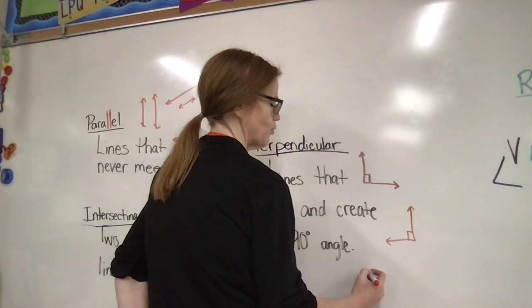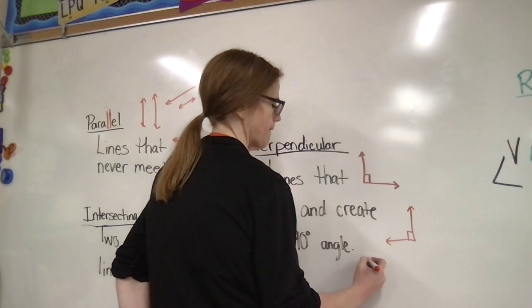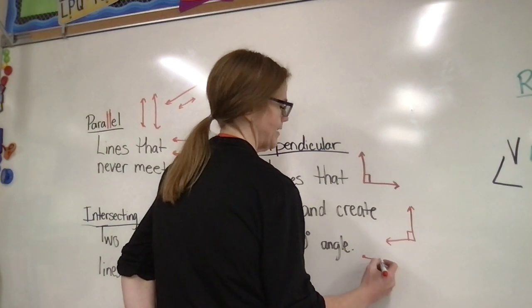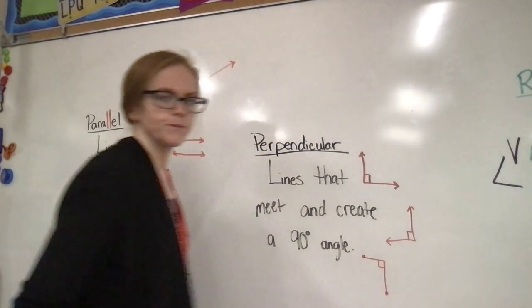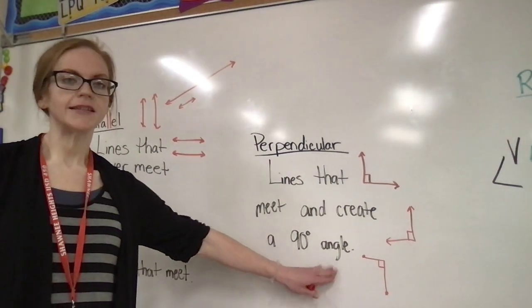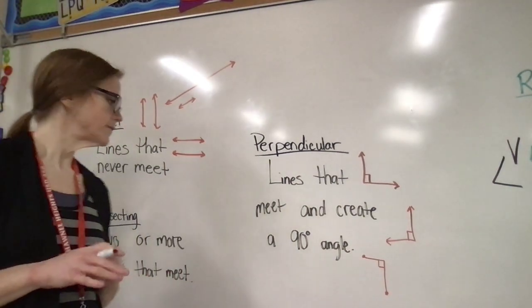Or maybe I have endpoints. Maybe I have line segments. Okay, so these are our perpendicular lines; they meet and they form a right angle.